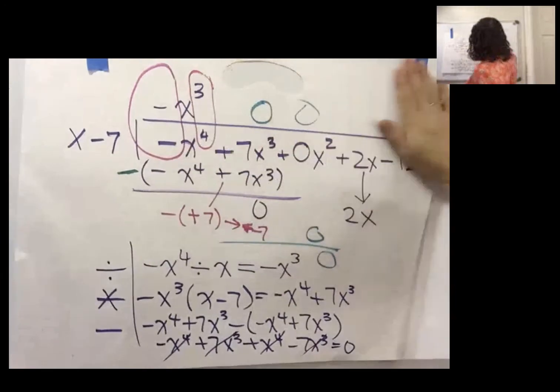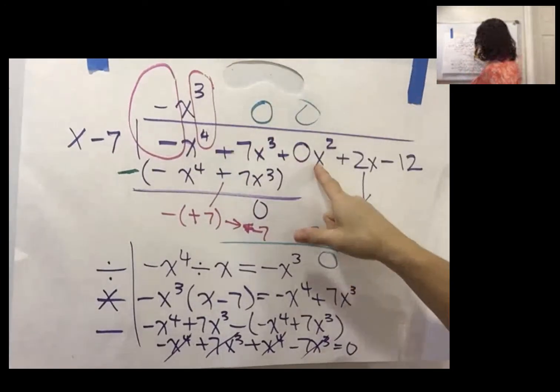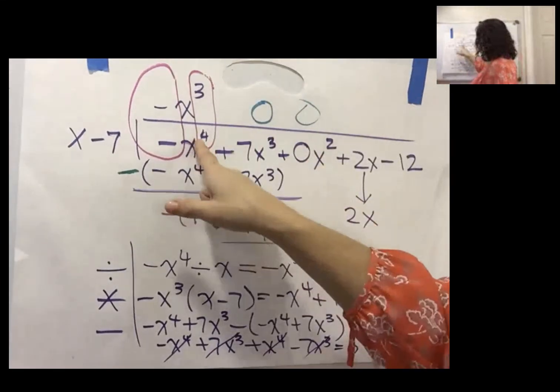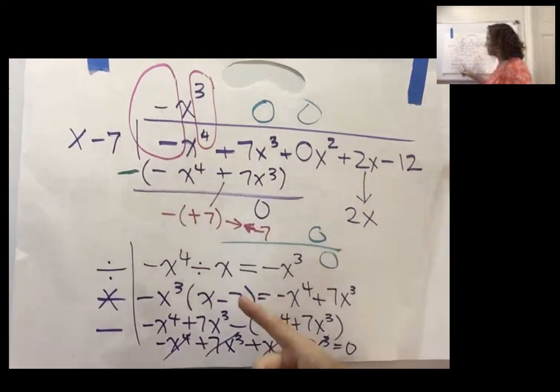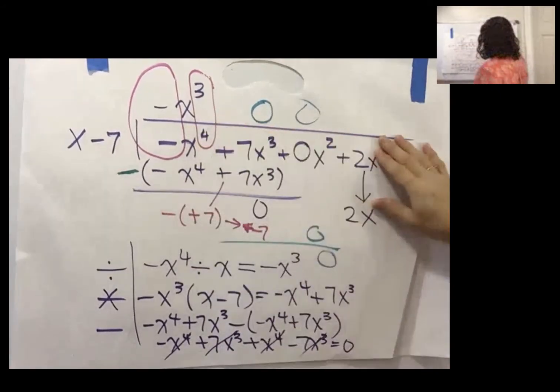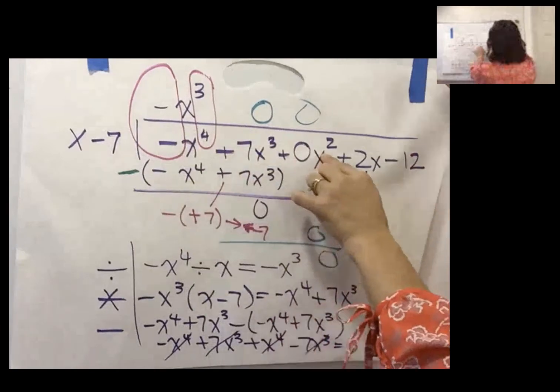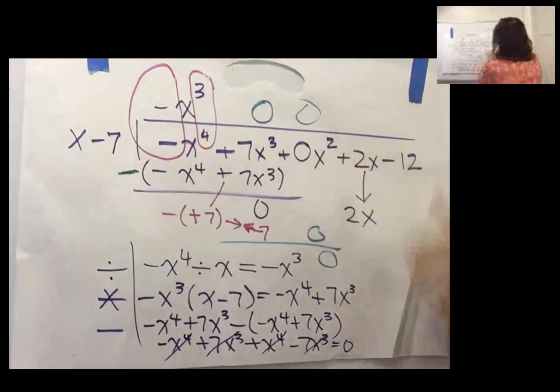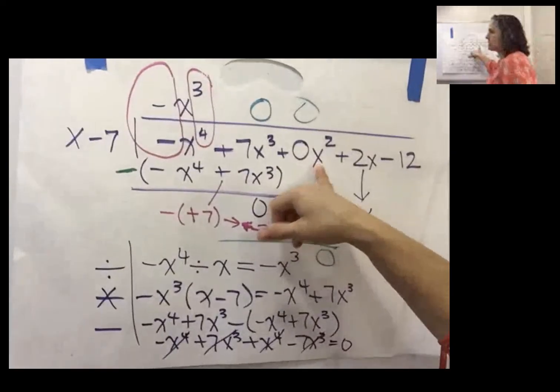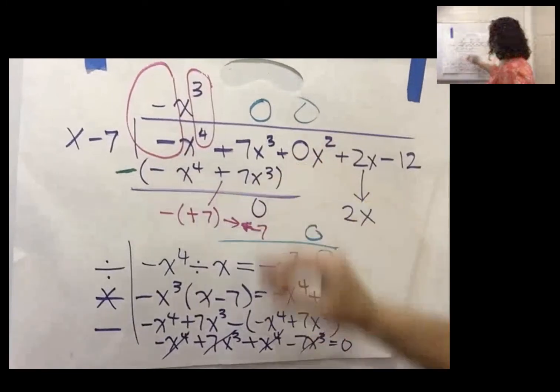One of the things that you need to be careful with is if there's a term that's not there, you double check the exponents, especially when you get into synthetic division. You've got to make sure that all your terms are there. So x to the 4th, x cubed, x squared, x, 12. In this case, the x squared term was missing, so we have to put a 0 there. That makes a big difference.